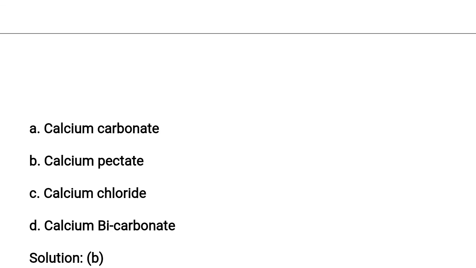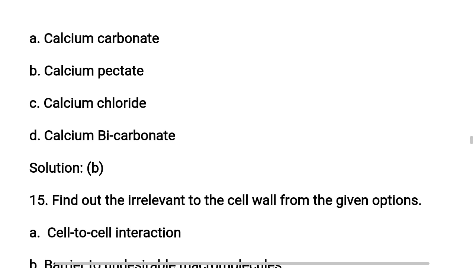So what is the role of this calcium pectate in the middle lamella? This middle lamella generally helps to hold or glue the different neighboring cells together. Understand? The cell wall and middle lamella may be traversed by plasmodesmata which connect the cytoplasm of neighboring cells. So that is the main role of the middle lamella, which is made up of calcium pectate. So the correct option for this question is option B, right?